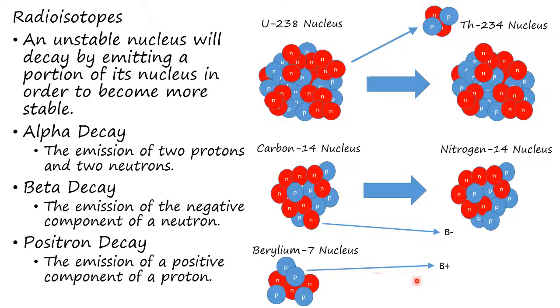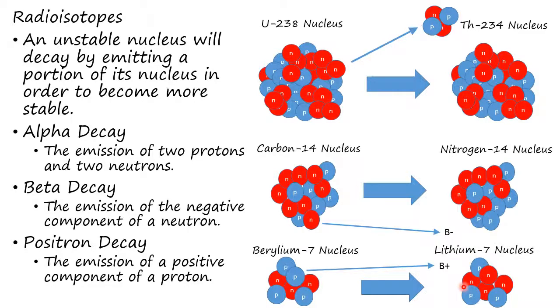and it's going to undergo decay to adjust its nucleus to become more stable. And so through the emission of a positron, which is very similar to a beta particle, except that it is positive and not negative. So it's the positive component of a neutron. And so what this will do is it will convert a neutron into a proton. And so now we have a nucleus with 3 protons and 4 neutrons. And so the nucleus has adjusted to become more stable. But now again, we've changed the atomic number, or the number of protons in the nucleus from 4 to 3. So now the identity of this nucleus has changed from beryllium-7 to lithium-7.